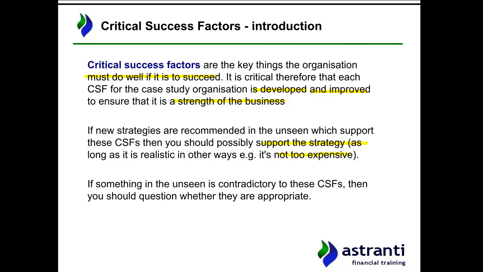On the other hand, if something is contradictory to the critical success factors, then we should probably question whether they are appropriate. So for example, if a new strategy was to go into the manufacturing of lower quality, cheaper glassware for a larger mass market, that would probably be contradictory because the quality element is being overlooked, and it's a really important part of the company's success. So in that case, I would have serious questions over whether or not that would be appropriate for the company.